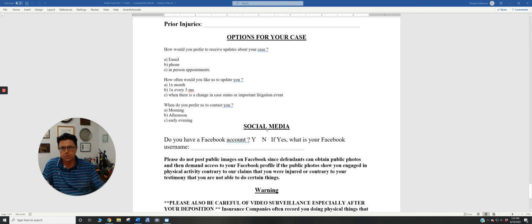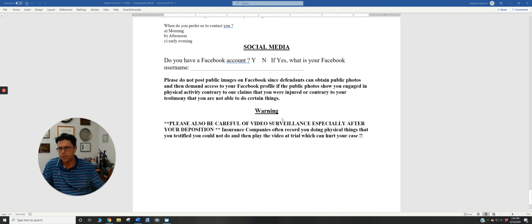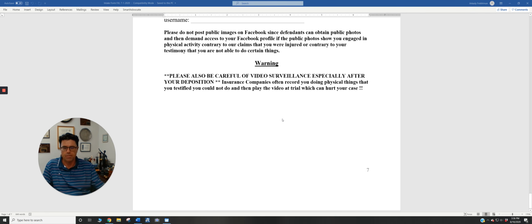And then we get into the social media and we give them that warning about not posting anything publicly, and give them a warning about surveillance, because if it is a serious case, the insurance company could hire someone to follow the client and to do surveillance, to record them. So if a client, for example, will say, I can't lift anything heavy, and then they have them going, let's say, to Costco and lifting those 5-gallon jugs of water and putting them in their car, that's going to be surveillance. That's going to hurt the case. So we warn them about that.